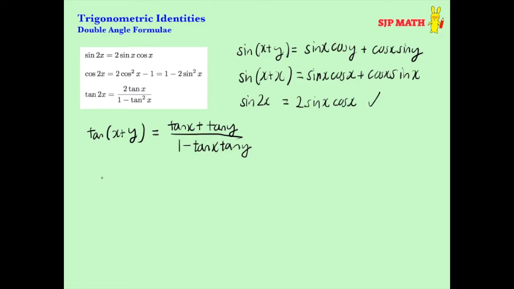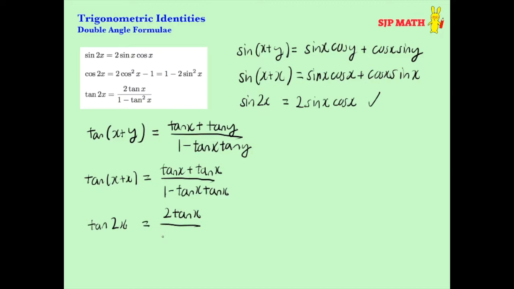And let's say again x and y are the same, so we're going to put both of them as x. The tangent of x plus x is equal to tangent of x plus tangent of x over 1 minus tangent of x times tangent of x. So this will bring us to tangent of 2x is equal to 2 times tangent x over 1 minus tangent squared x. There you go, we just proved the double angle formula for tangent as well.